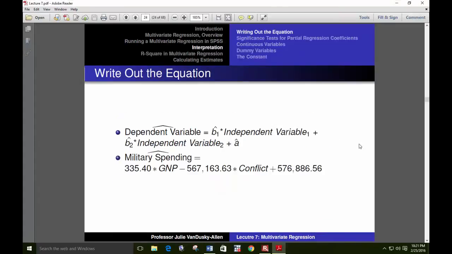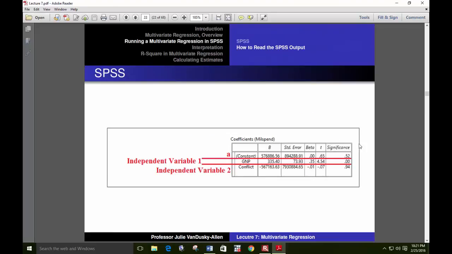So the first thing you should do after running your multivariate regression is write out the equation. Recall that the equation is dependent variable hat equals B hat 1 times the first independent variable plus B hat 2 times the second independent variable plus A hat. So applying this to our example, military spending hat equals 335.40 times GNP minus 567,163.63 times conflict plus 576,886.56.